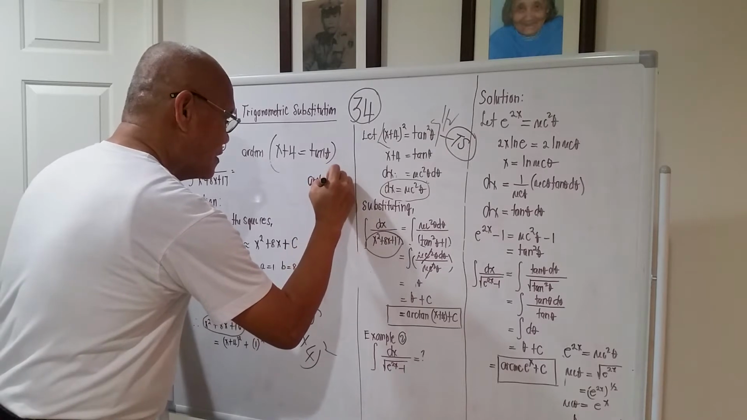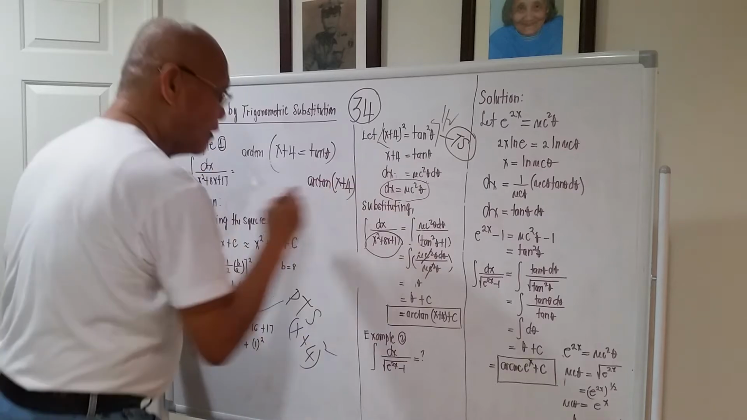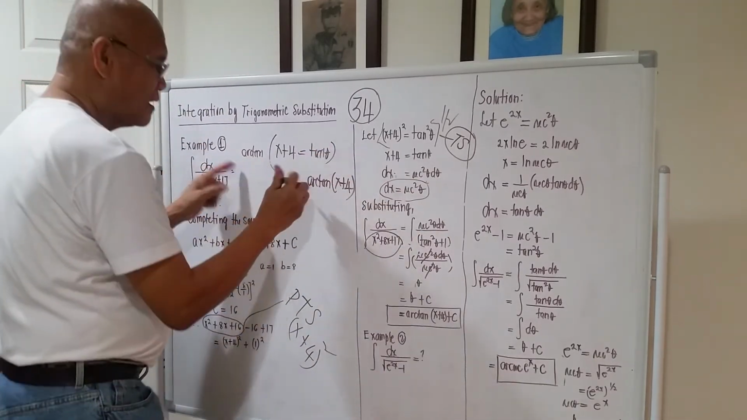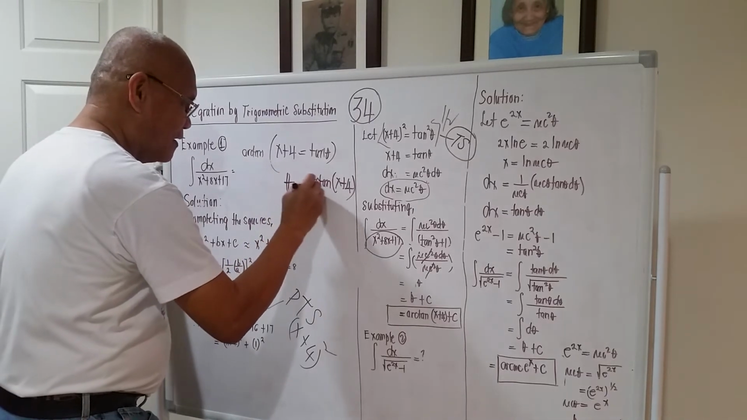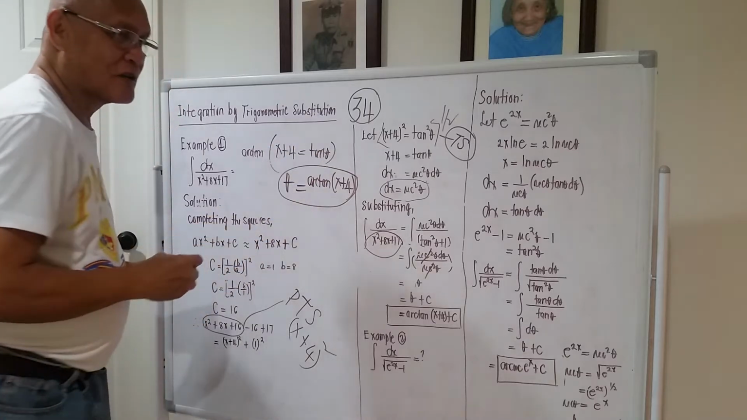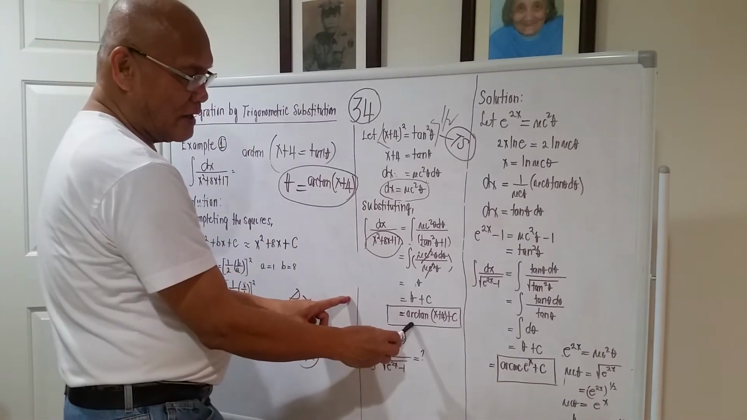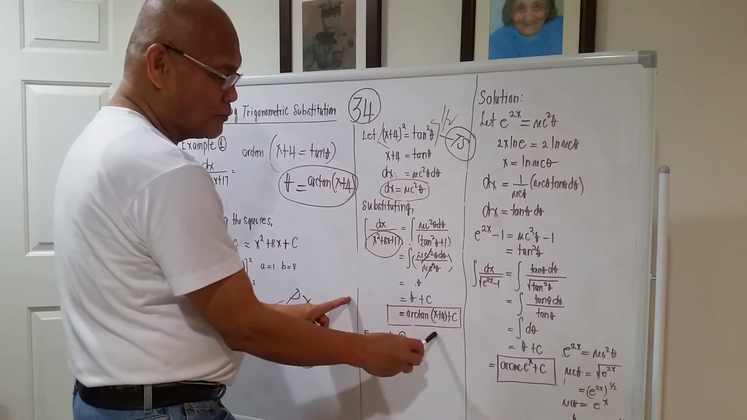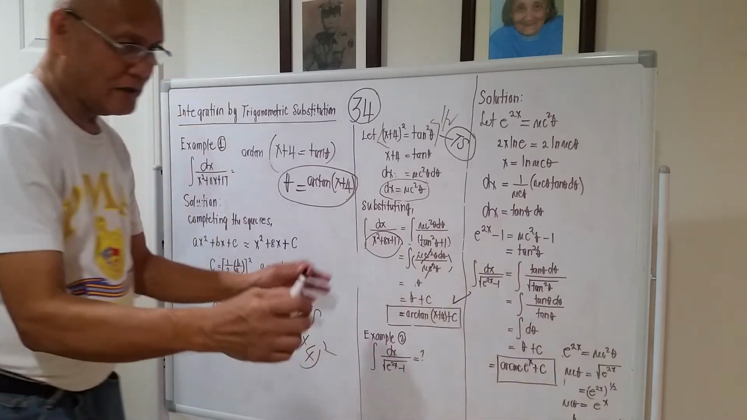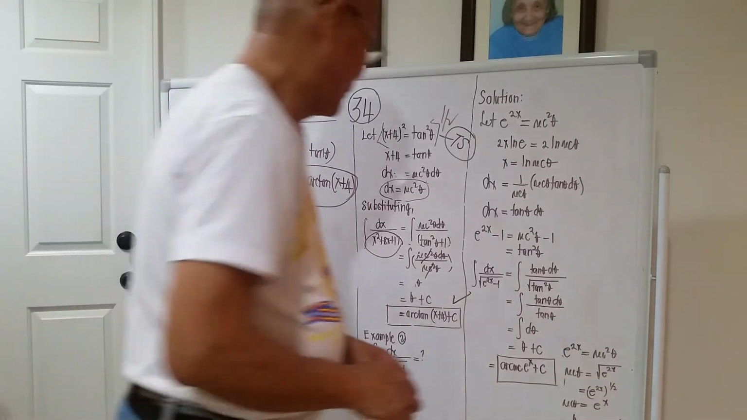The arctangent of x plus 4 I place on the right. And the arctangent of tangent of theta is just theta. So this is the equivalent of theta in terms of x. So our final answer is just arctangent of x plus 4 plus c. It's all identities. Okay guys, you got it?